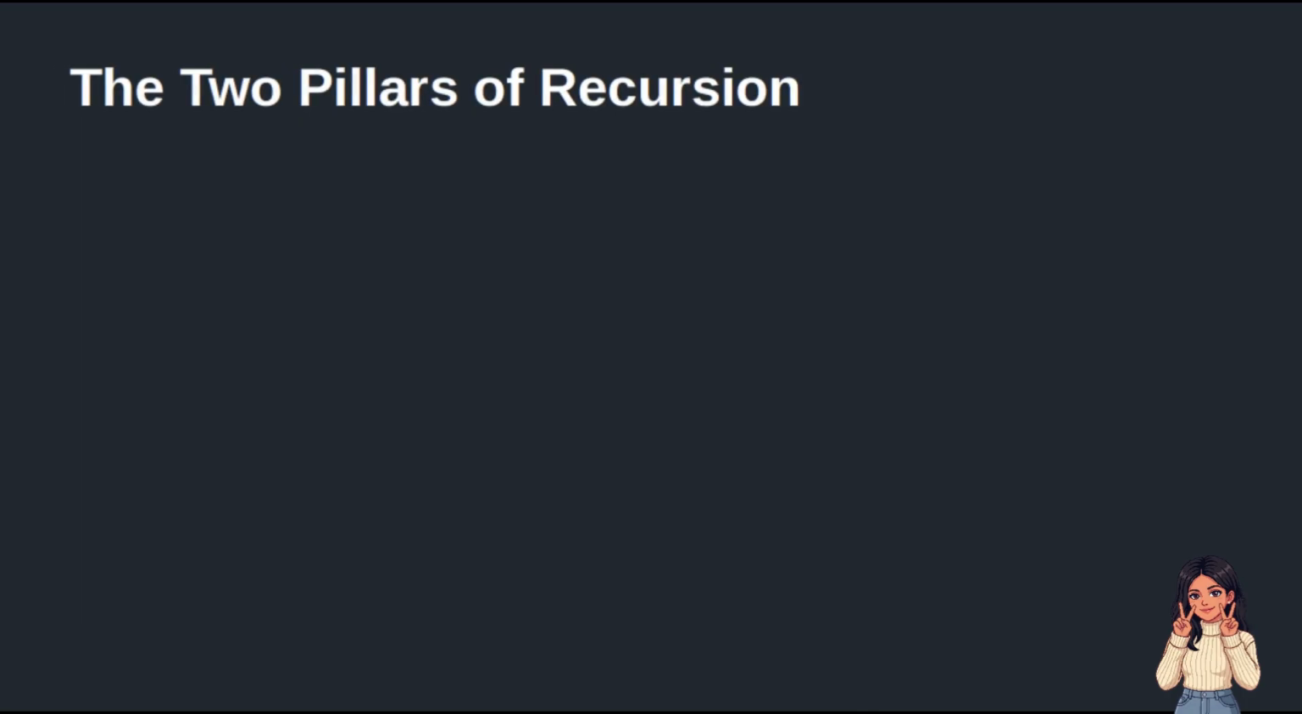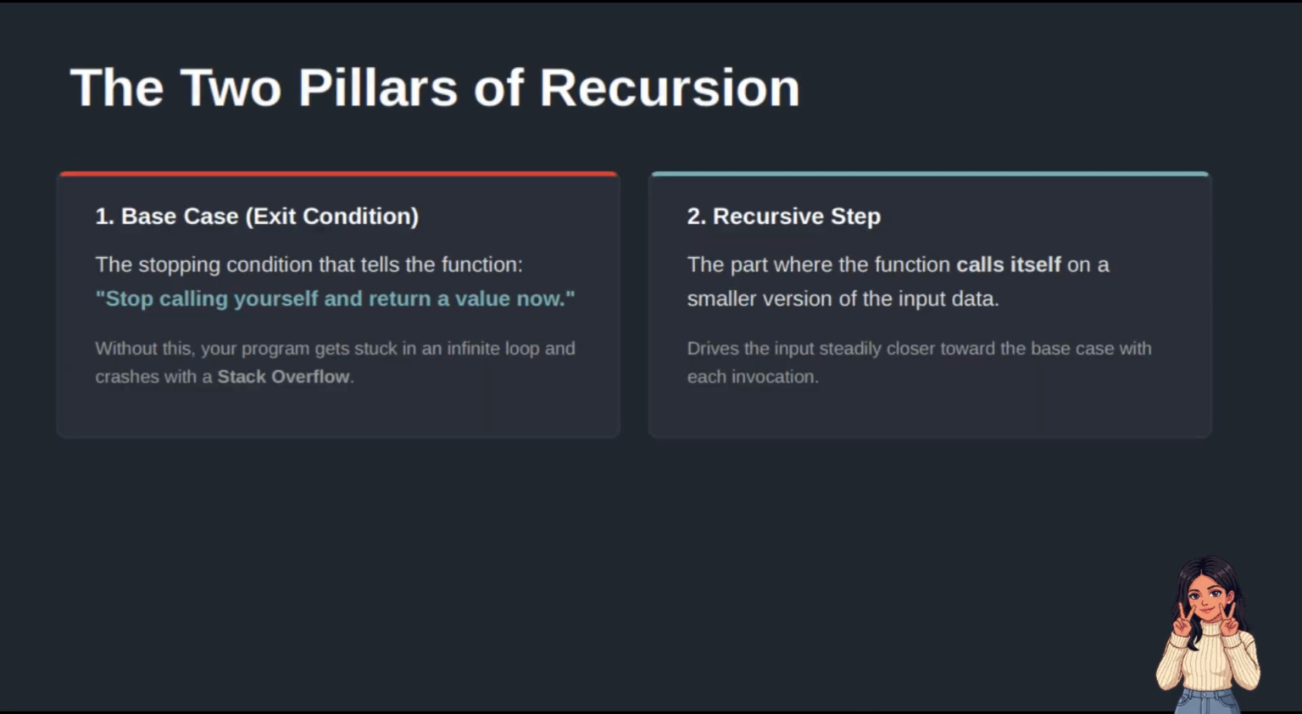Every recursive function needs two main parts. The base case, it is the stopping condition. It tells the function, stop calling yourself and return a value now. Without this, your program gets stuck in an infinite loop and crashes with a stack overflow. Now, the second one is the recursive step, the part where the function calls itself on a smaller version of the input data.